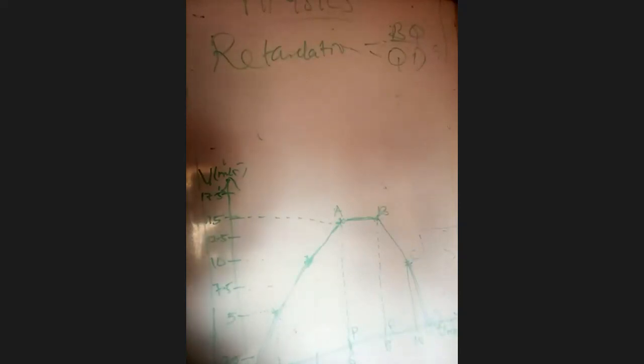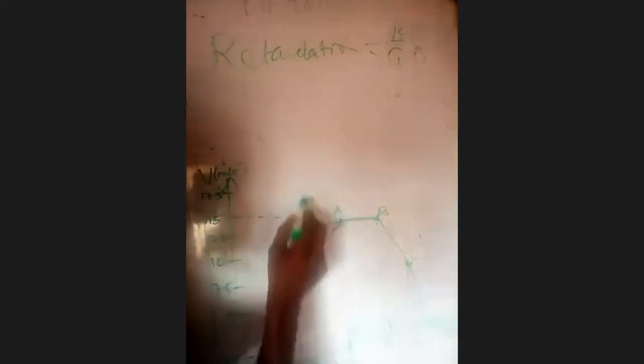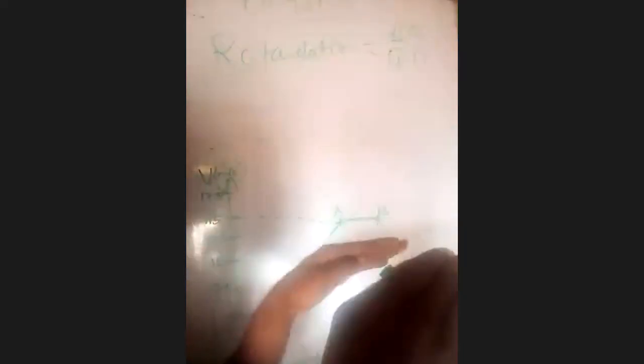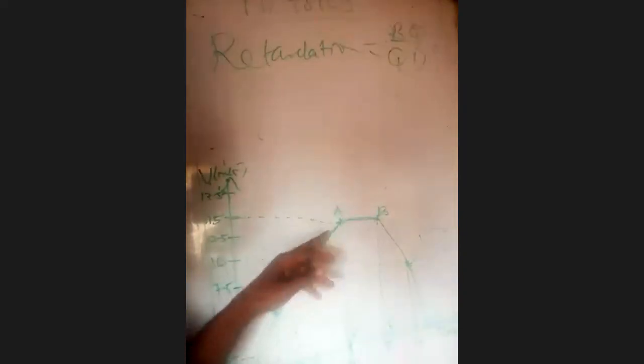What we did before was the acceleration when the body starts from rest. But now we are talking about when the object is going to rest. So that is retardation, and we said that retardation is the gradient along BD, which is equal to BQ all over QD.